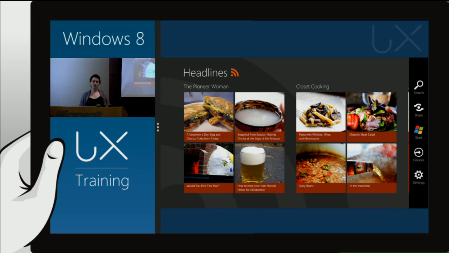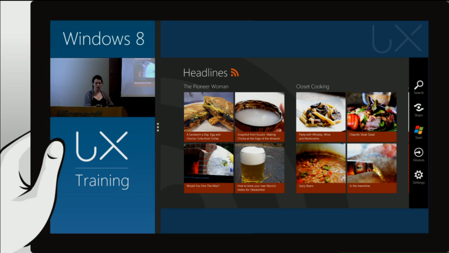The other place where you can place commands, or leverage commands, I should say, is in the charms. So there are some fundamental system commands that we offer as charms that are available from the right-hand side. And we think most of these are applicable to most applications. There's going to be a session this afternoon that goes into the details of all of these specific charms, but these are search, share, devices, and settings.